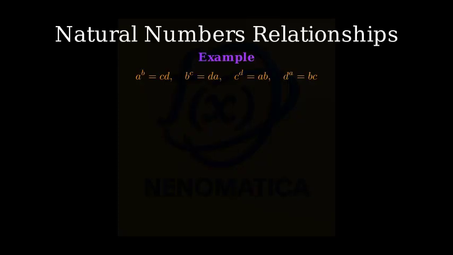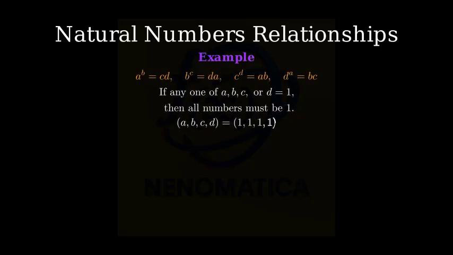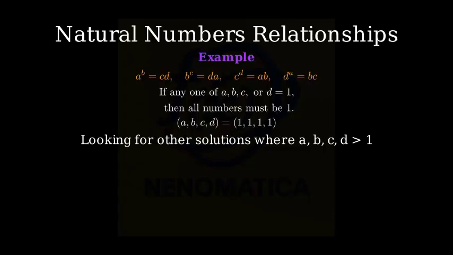The problem gives us a hint. If any one of A, B, C, or D equals 1, then all numbers must be 1, and this gives us one solution. So now we're looking for other solutions where none of the values equal 1. Let's assume that all these numbers are greater than 1.